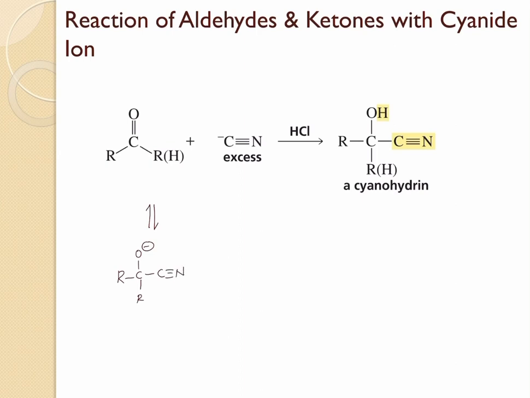Now, in the next step, this alkoxide ion will be protonated by the undissociated HCN molecule. So how did we get the undissociated HCN molecule? Because we did have enough acid in here. That's going to make sure that we have enough HCN, right? So the electrons from the oxygen are going to grab this hydrogen, and the CN- is going to leave.